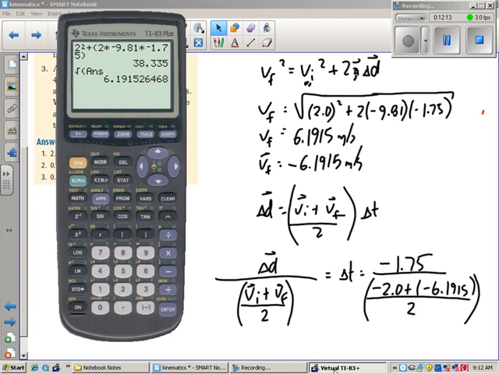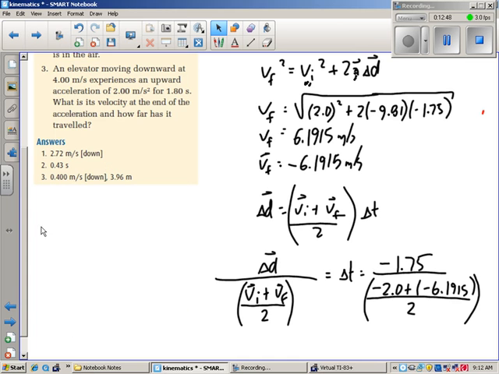Watch very closely how I do this on my calculator. Let's do the bottom first. Let's say negative 2 subtract 6.1915, equals. Negative 8.1915. Let's divide that by 2. Negative 4.09. And then let's say neg 1.75 divided by that number is 0.427. Is that the answer? 0.43 seconds.